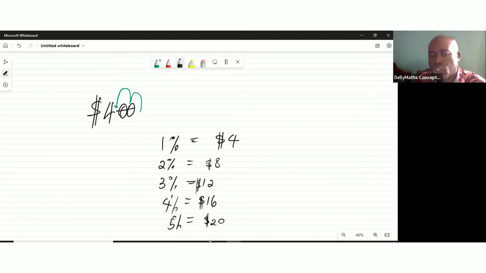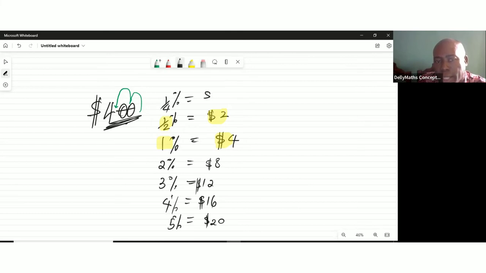Now, what if we want to go smaller than 1%? What is half of a percent? We're talking about the $400, guys. Everything we're linking to $400. So a half percent of $400 is $2. How do I know? Because 1% is $4, that means half of a percent is going to be 2. What if I want a quarter percent? It's actually $1. And what if I want 1/8 of a percent? Then it is actually 50 cents.